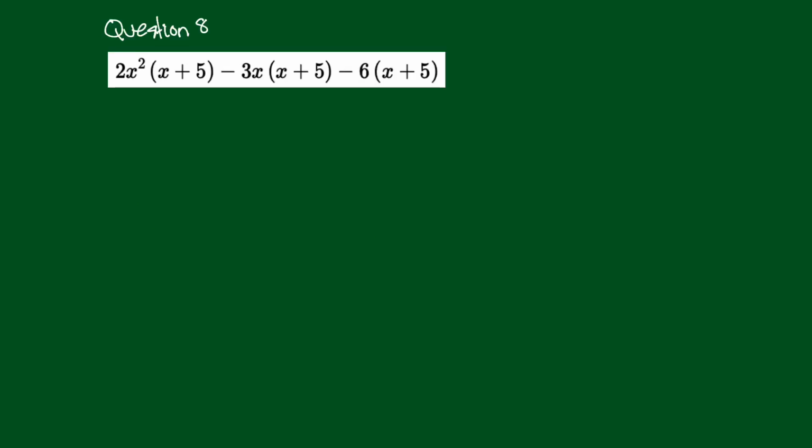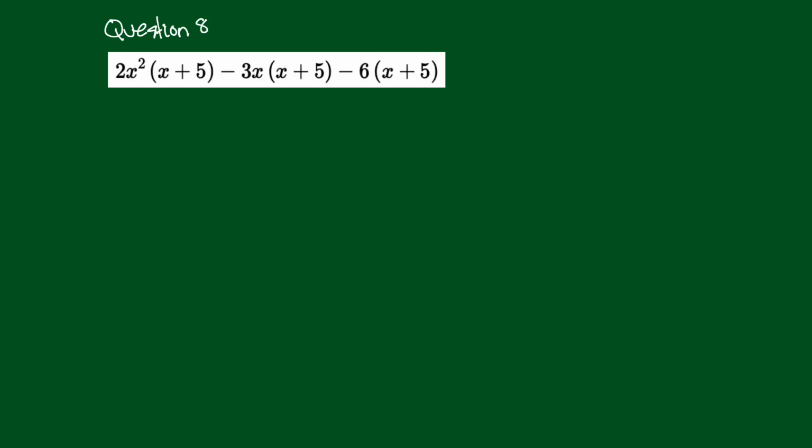Question 8, we've got 3 terms. What's common here? We've got a 2, a 3, and a 6. You know, there's nothing common to all of these. What number goes into each one of these? Well, 2 and 3 go into 6, but that's not good enough. 2 does not go into 3. So there's no one constant that I can take out.